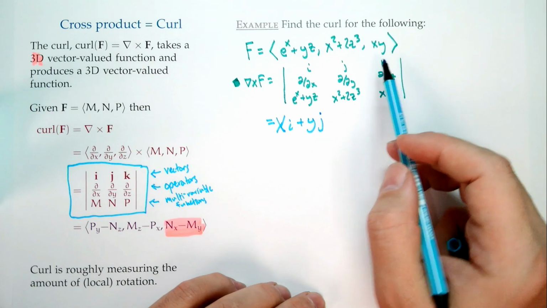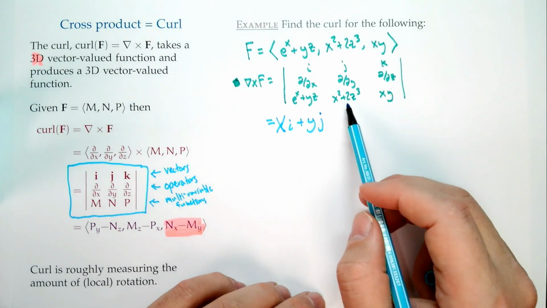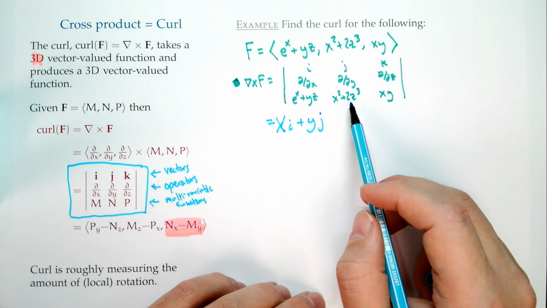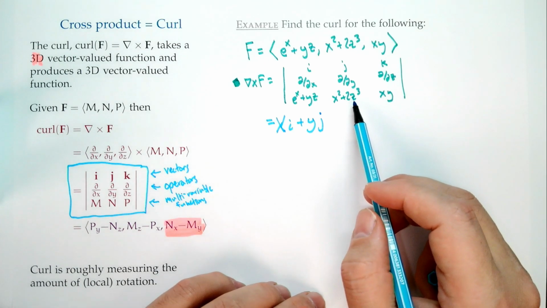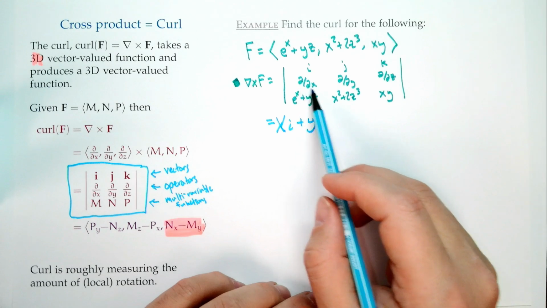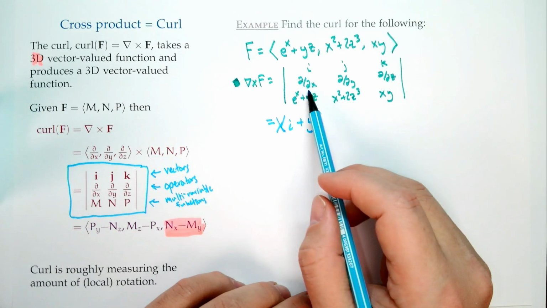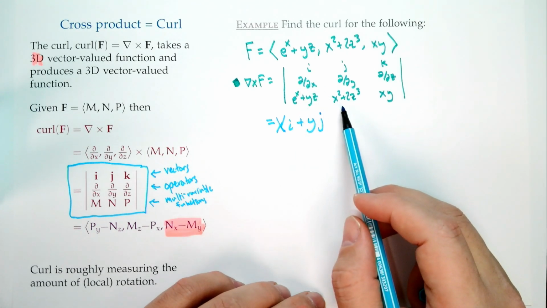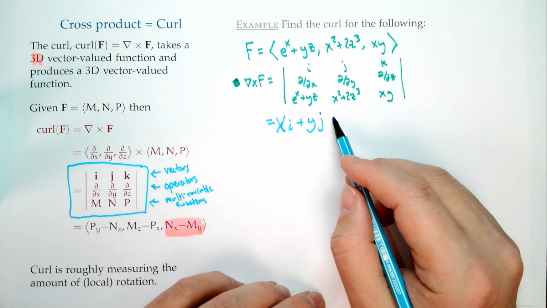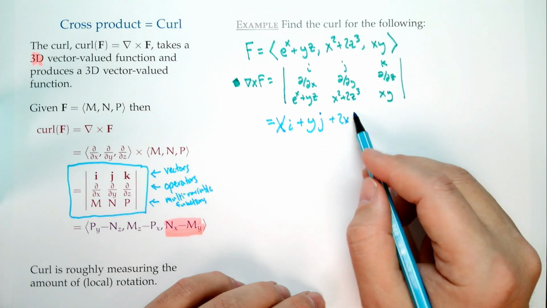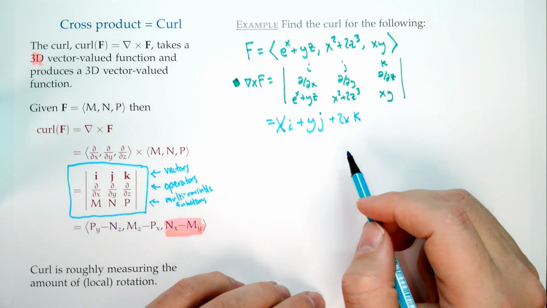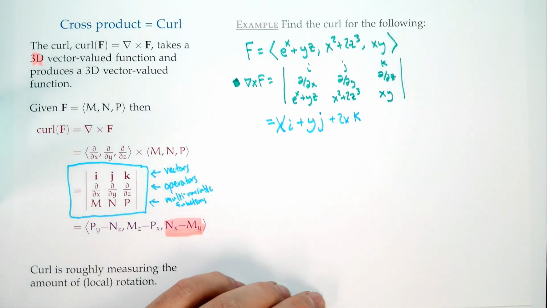Then we have k partial x of x squared plus 2z cubed. So what's the derivative of x squared plus 2z cubed with respect to x? And the answer is 2x. So it'll be 2x, and that's in the k direction. All right? So there we go. That's good.